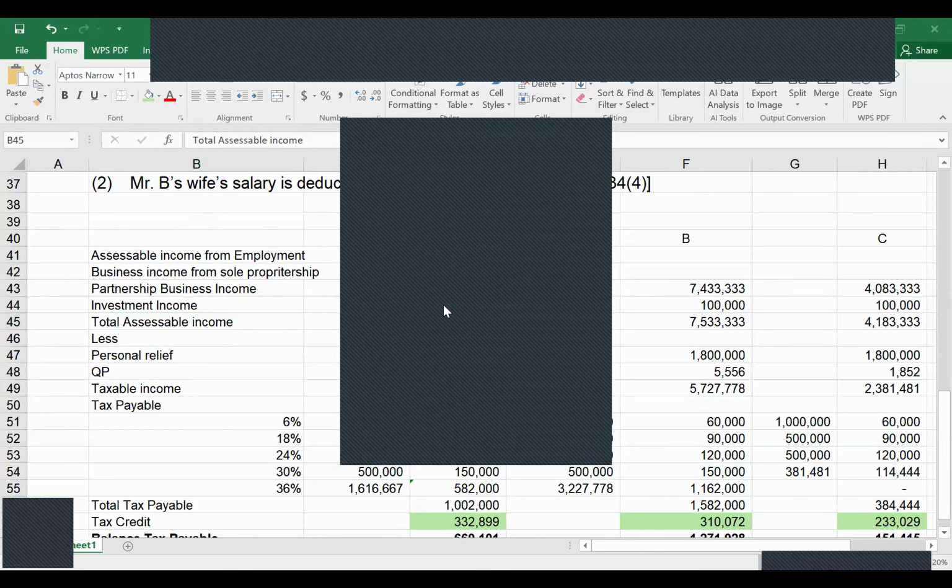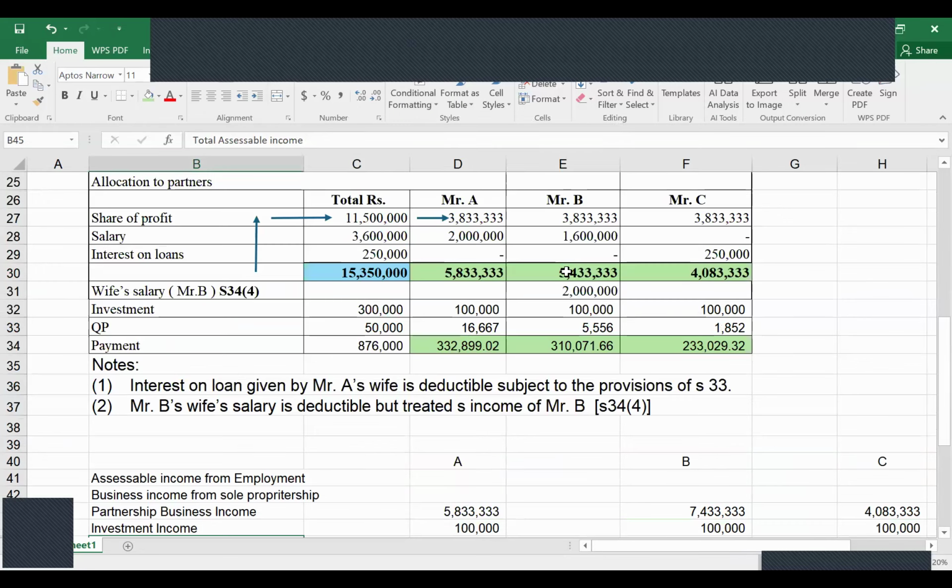Yes, qualifying payment among partners also should be calculated based on their share of profit.